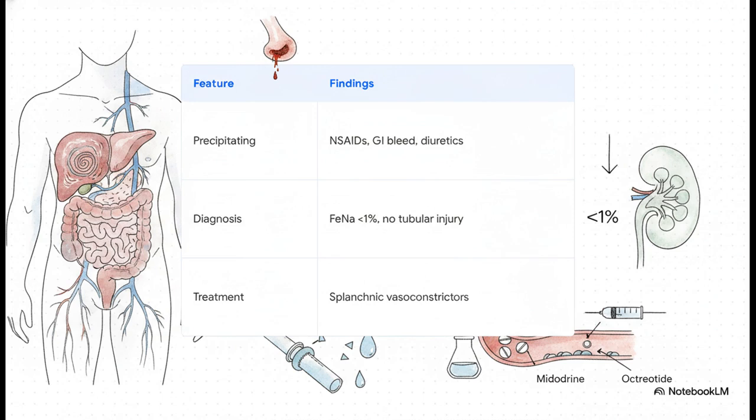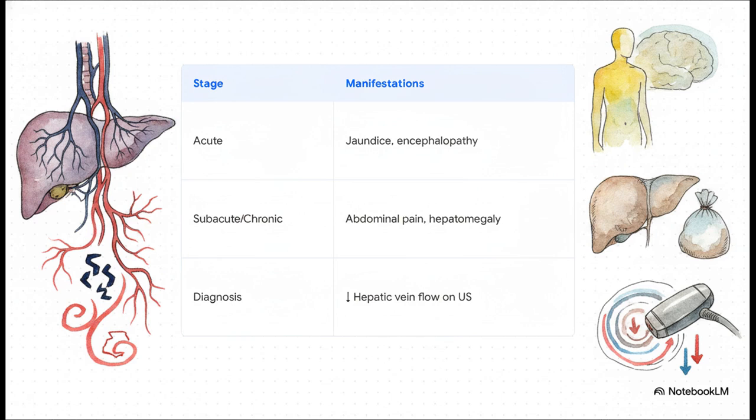You're looking for a fractional excretion of sodium, or FeNA, of less than 1% and absolutely no signs of tubular injury. But here's the kicker. Unlike your standard hypovolemic acute kidney injury, hepatorenal syndrome does not improve with IV fluids. To treat it, you have to fix the precipitating factor and use splanchnic vasoconstrictors. We're talking meds like midodrine or octreotide to clamp down on those abdominal blood vessels and shunt blood right back to the kidneys.